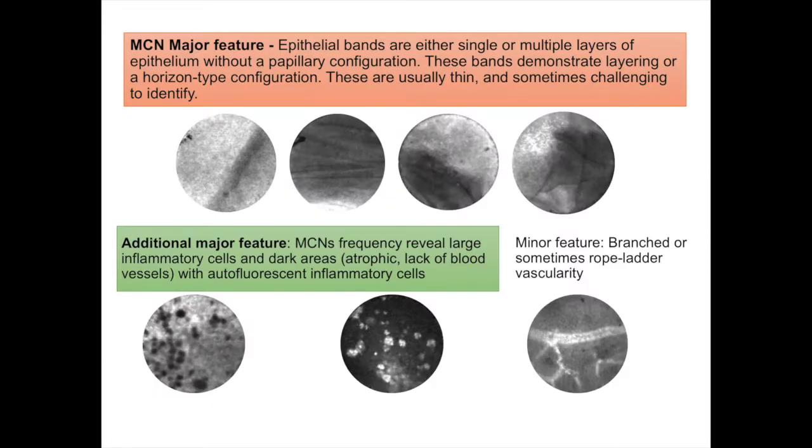The key feature of MCN is visualizing the epithelial bands. These are either singular or they could be multiple in layers. The second key feature is visualizing inflammatory cells. Some MCNs may or may not have these inflammatory cells or clusters of inflammatory cells. Sometimes there could be a dark background suggestive of atrophic epithelium with bright shiny macrophages similar to pseudocysts.